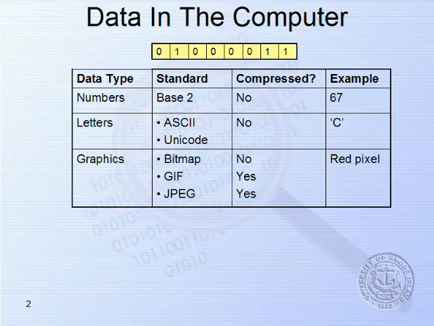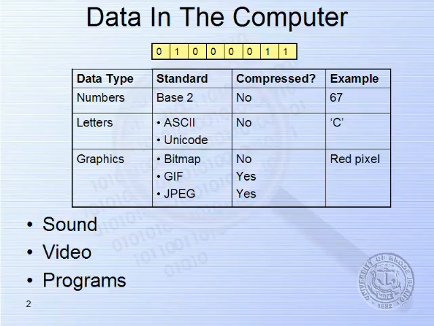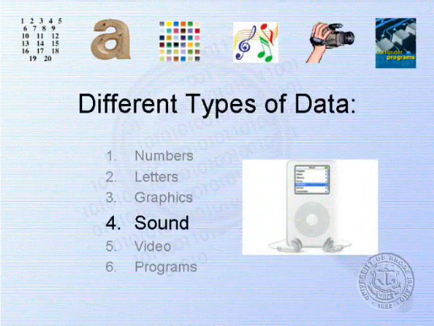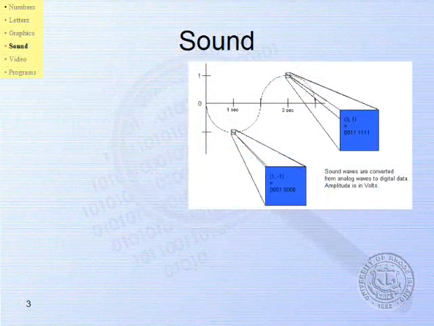We will now go on and look at the 3 remaining data types that we started with. Sound, like you might hear on a speaker, video, played on a computer, and programs themselves, like a game or a word processing program. We will now look at how sound is represented in binary.